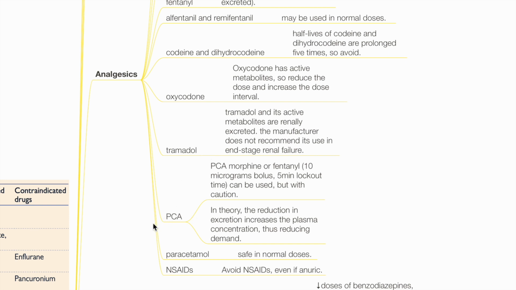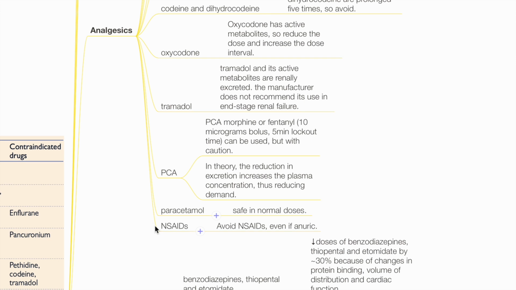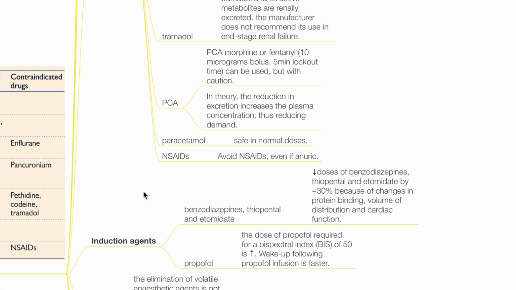In theory, the reduction in excretion increases plasma concentration, thus reducing demand. Paracetamol is safe in normal doses. Avoid NSAIDs even if anuric.